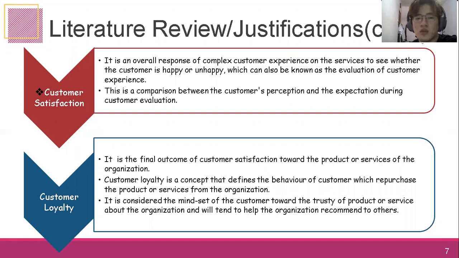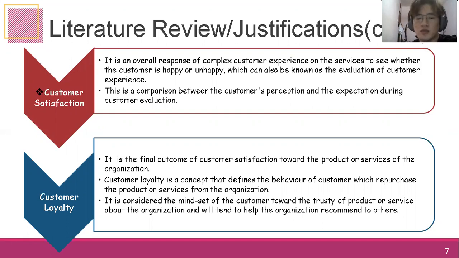It is an overall response to a complex customer experience of the service, to see whether the customer is happy or unhappy, which can also be known as the evaluation of customer experience. This is a comparison between the customer perception and the expectation during the customer evaluation.